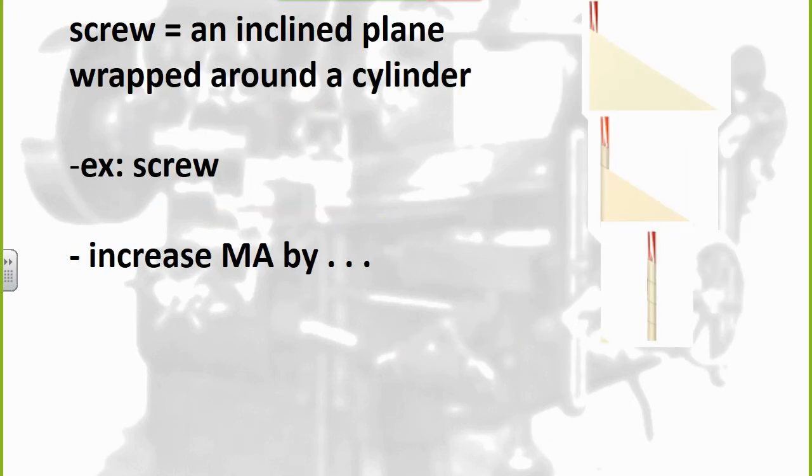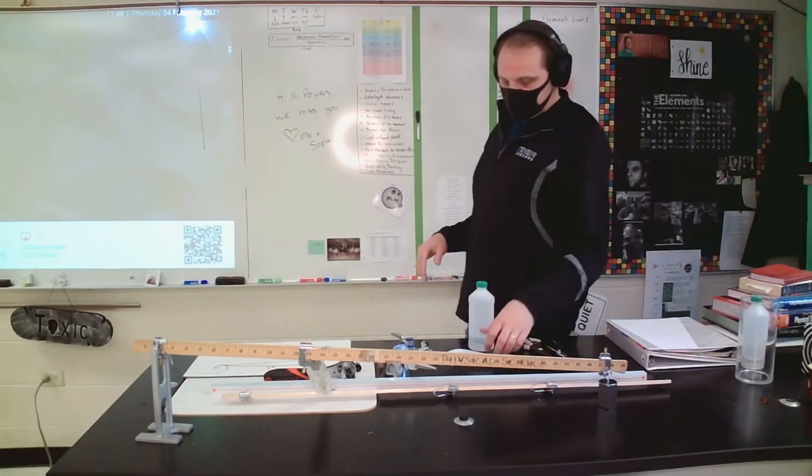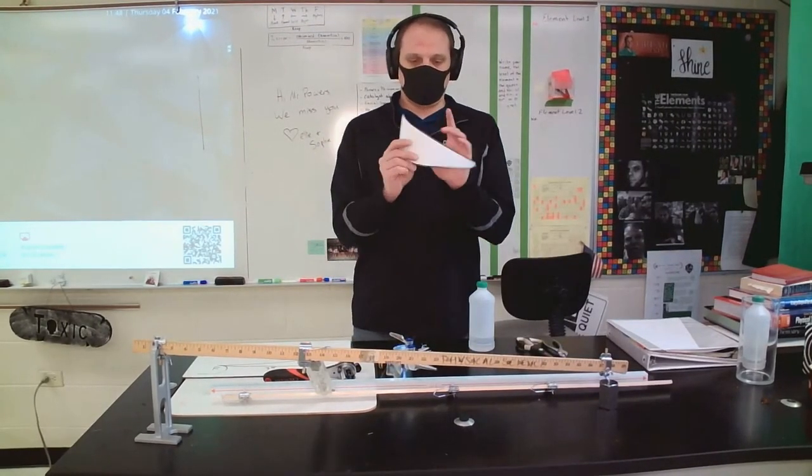All right, and then we have the screw. Now, a screw is another type of inclined plane, and we don't think of a screw as an inclined plane, but really it is. It's an inclined plane that's wrapped around a cylinder, okay? And if you want to increase the mechanical advantage of this, then you're going to make the threads even closer. So let's just see how this works.